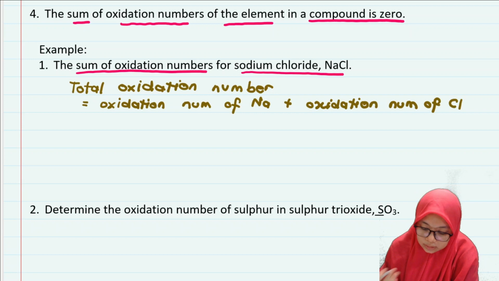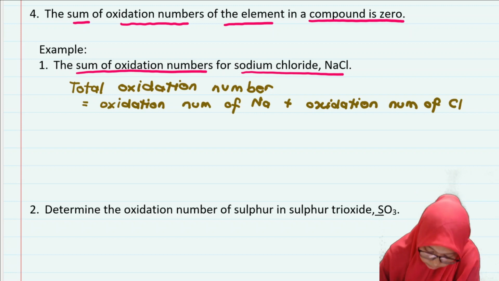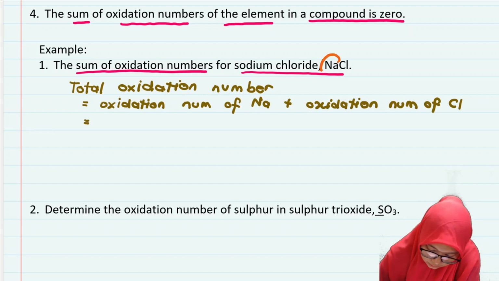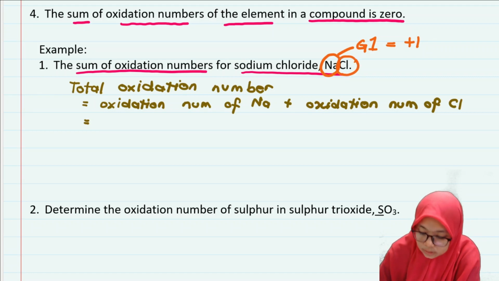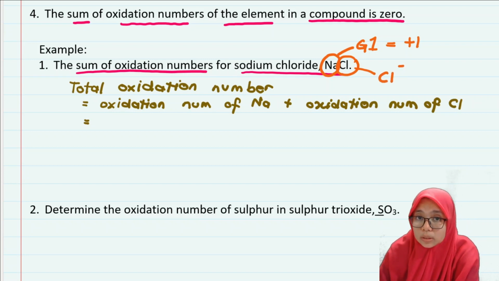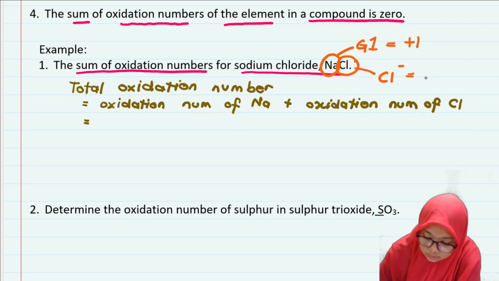So when we add both oxidation numbers, it means that the oxidation number of sodium, we have learned before that sodium is in group 1. So this ion is group 1. So the oxidation number for group 1 is +1. And then we have chloride ion. So chloride ion is Cl-. So it is a monoatomic ion that has -1 charge. The oxidation number for chloride ion is -1.